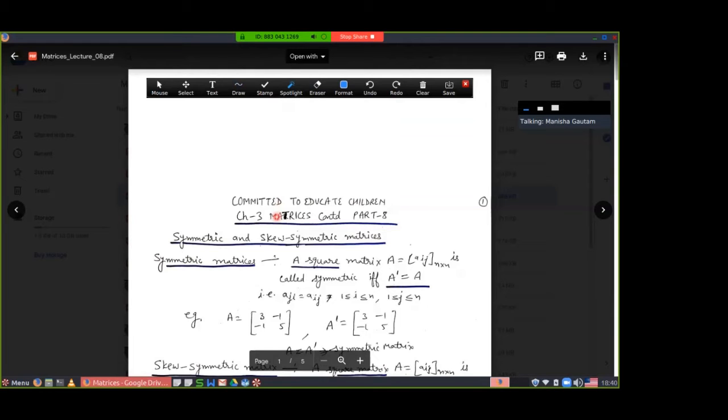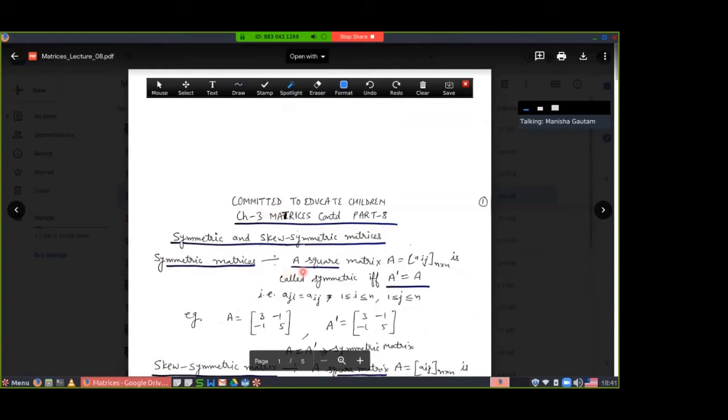Students, in part 7, we have discussed the transpose of a matrix. Now, in this part 8, we will discuss two types of matrices: symmetric and skew-symmetric matrices. What type of matrices are known as symmetric matrices? This is the first topic here, symmetric matrices.